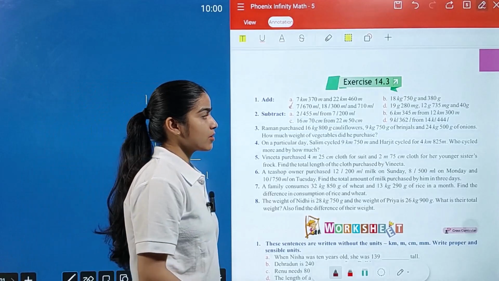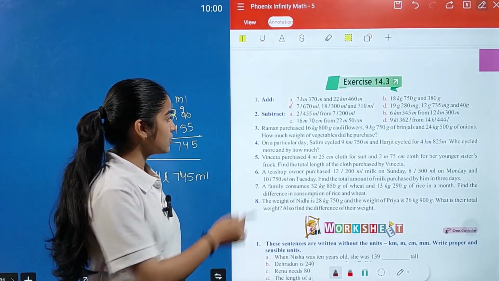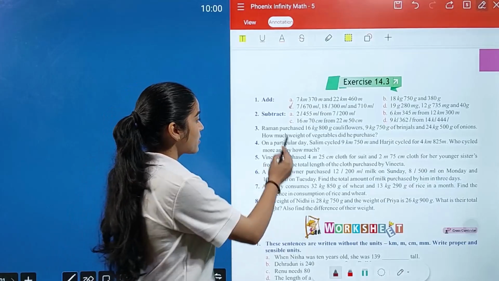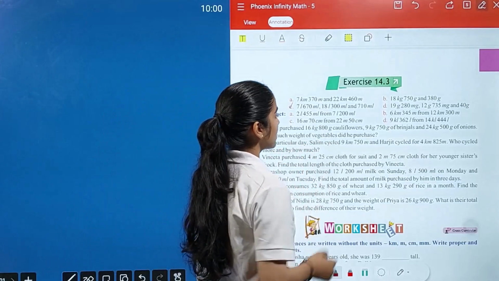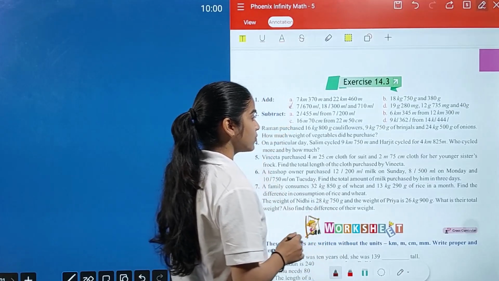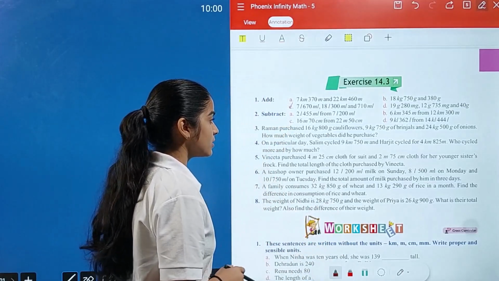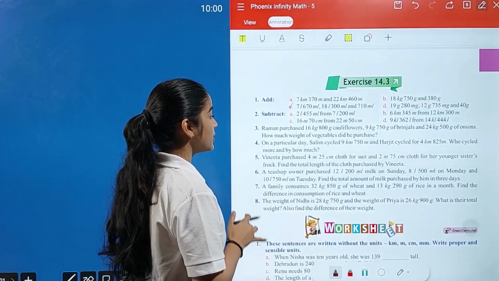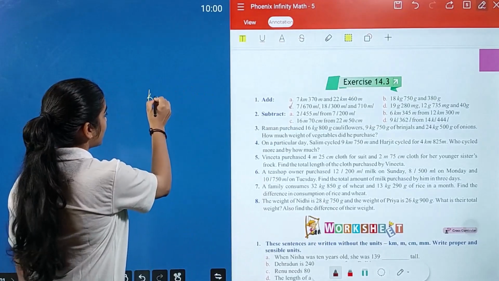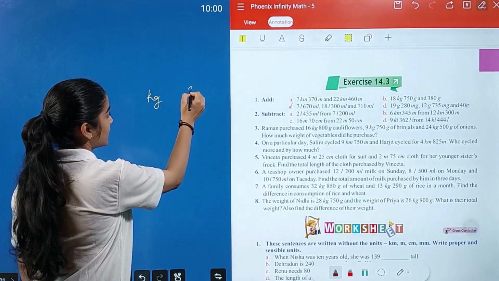Next, same process we have to repeat here for rest of the parts we have in question number 2. Let's move forward to question number 3. Raman purchased 16 kg 800 gram cauliflowers, 9 kg 750 gram of brinjals and 24 kg 500 gram of onions. How much weight of vegetable did he purchase? So first we make a column for kg and gram.